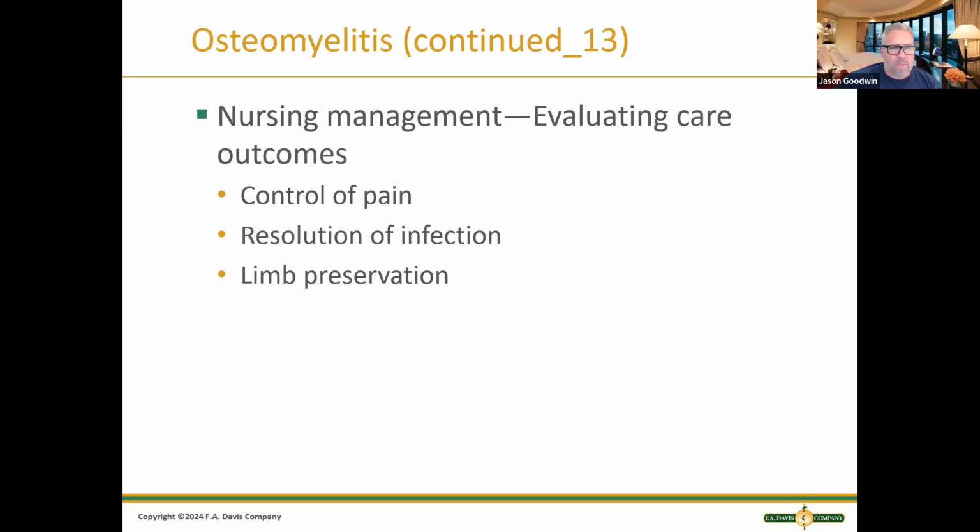All right. So nursing management, you're going to evaluate care outcomes related to the control of the pain. We want to resolve the infection, and then we want to preserve the limb. That's what you're looking at as goals.